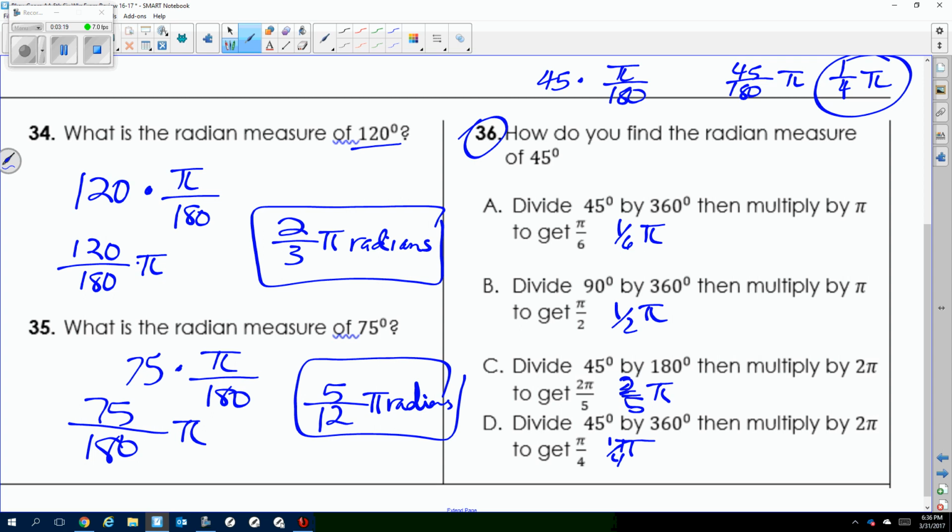Now, why? This gets me to what I'm trying to get, which is 1/4 pi. But this is divide 45 by 360. What did we do? We divided by 180, but we multiplied it by pi. They're using 360. If I do 360, that's double 180, which makes sense that you multiply by 2 pi. Sometimes you get the right answer. They might use a different method, but it still comes out to be true. So make sure we can convert.